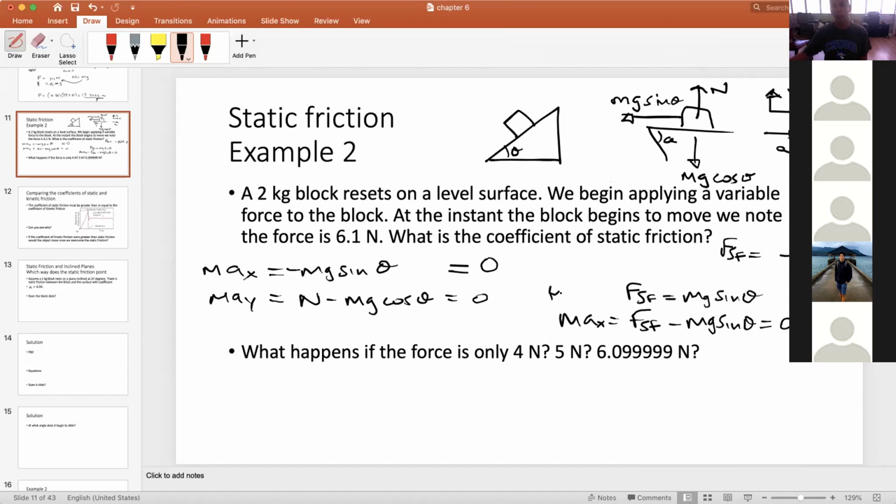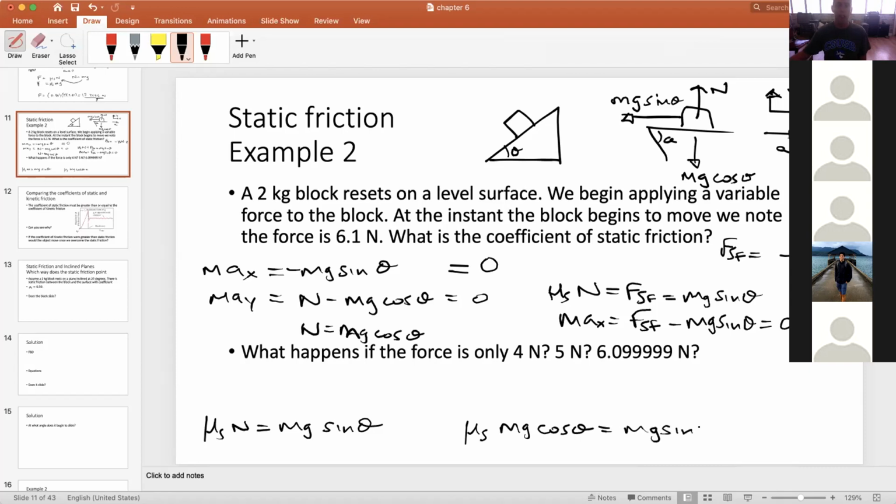And since the force of static friction is µsN, that gives me µsN is equal to mg sine theta. What is N? Well, if I move that term over, I get that N is mg cos theta. So putting that together, µs mg cos theta is equal to mg sine theta. The mg's cancel, and I get that µ is sine theta over cos theta, which is tangent of theta.